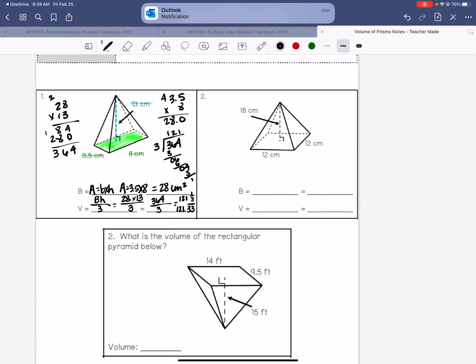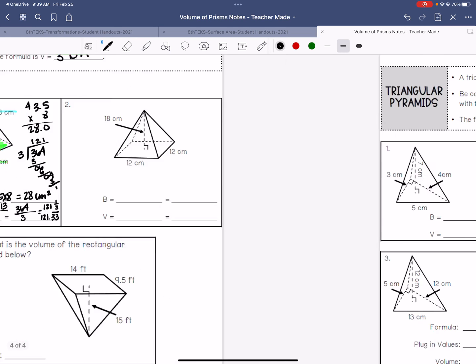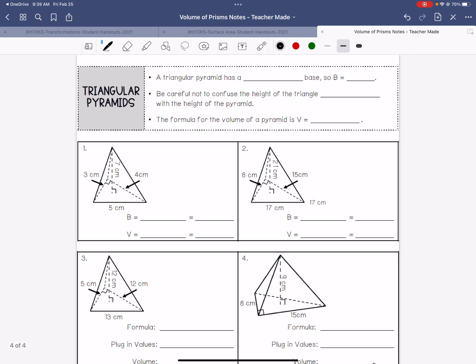Okay, there are 2 more questions left. I want you to try and do them on your own. Then watch the next video to get the volume of triangular pyramids. Okay?